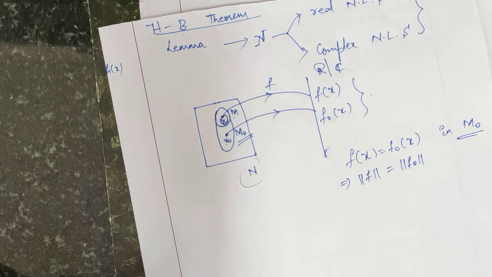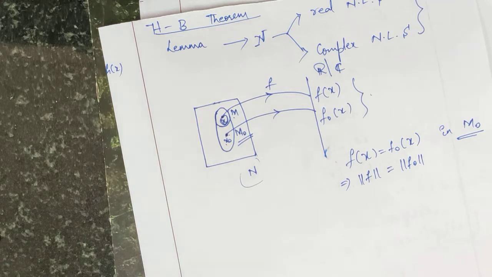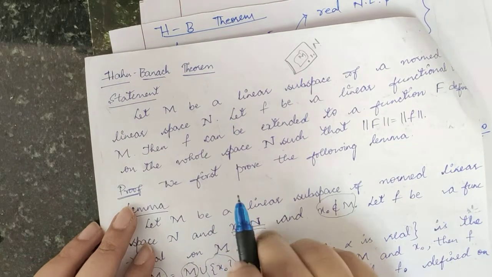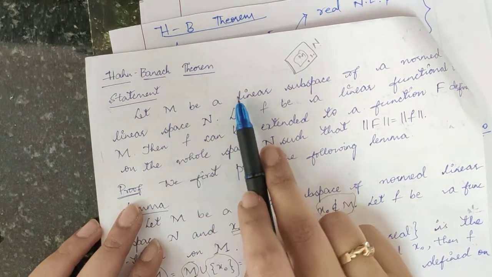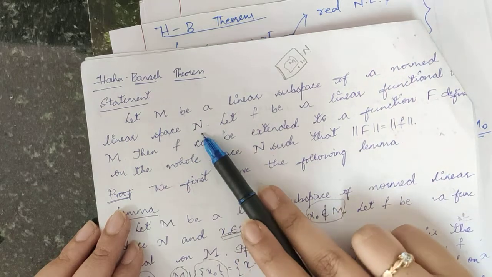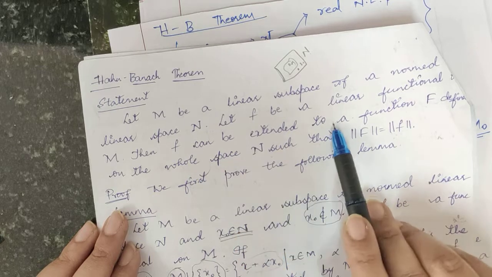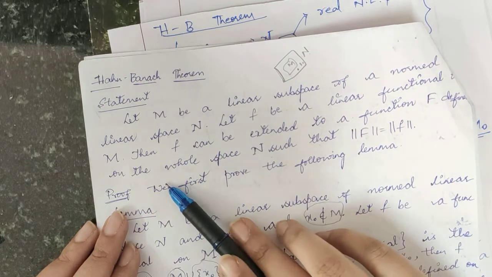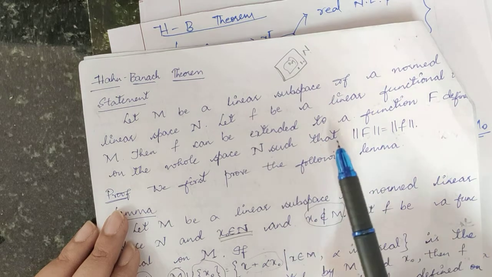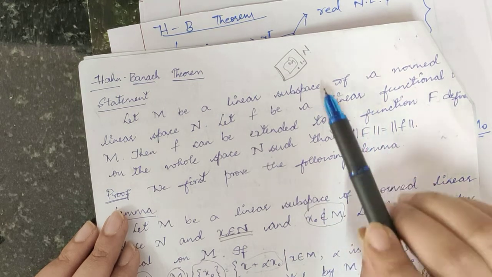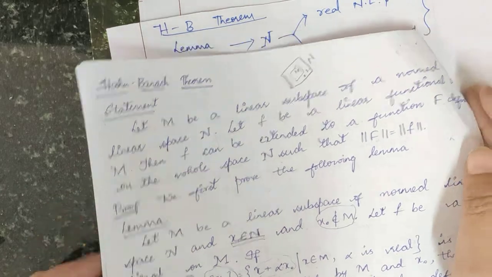Now let's go back to the Hahn-Banach theorem and prove the remaining part. From the statement of the Hahn-Banach theorem, what are we supposed to prove? The statement is: let M be a linear subspace of a normed linear space N. Let f be a linear functional on M. Then f can be extended to a function F defined on the whole space N such that norm F is equal to norm f. This part of the proof is left to prove, right?